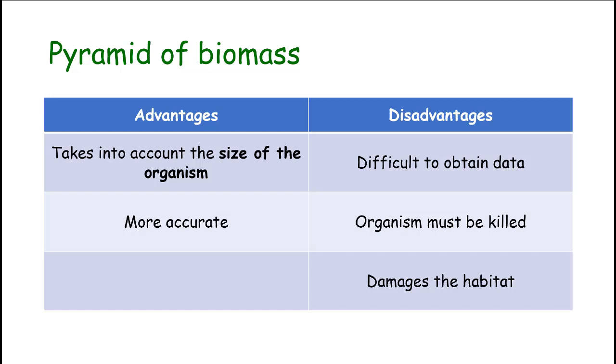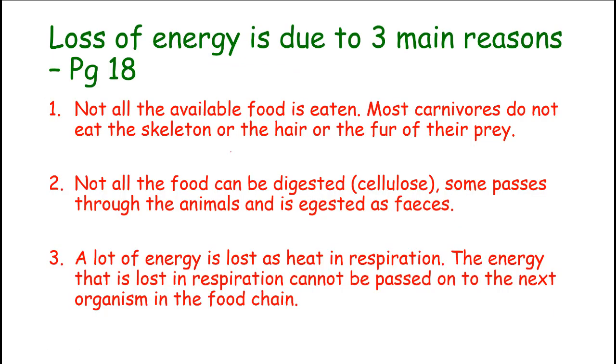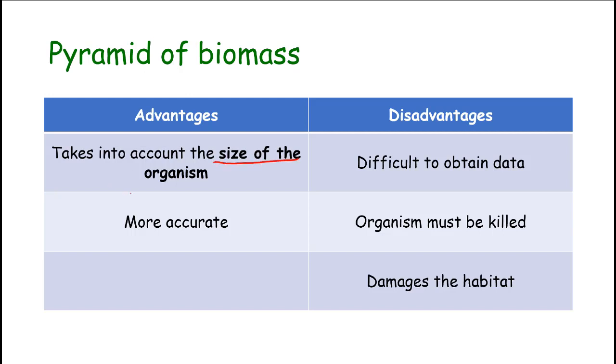So you remember with a pyramid of numbers that one of the problems was it didn't take into account the size of the organism, whereas the pyramid of biomass does take into account the size of the organism. As well as that, it's more accurate. But the major disadvantages that you need to think about are these three things. It's difficult to obtain the data because the organism has to be dried out in an oven. The organism must be killed, which is obviously bad from an ecological point of view, and it may damage the habitat because, again, you've got to take some of the organism, dry it out, and kill it.